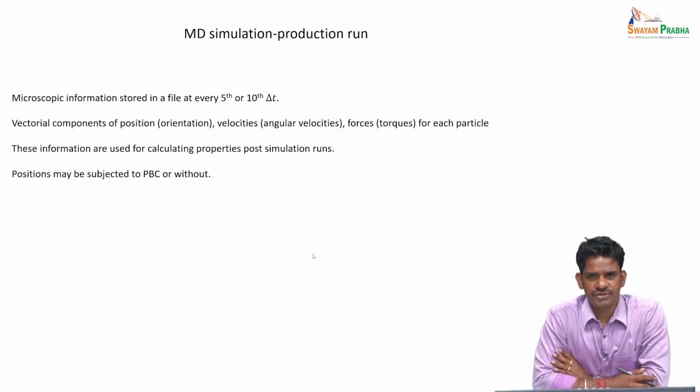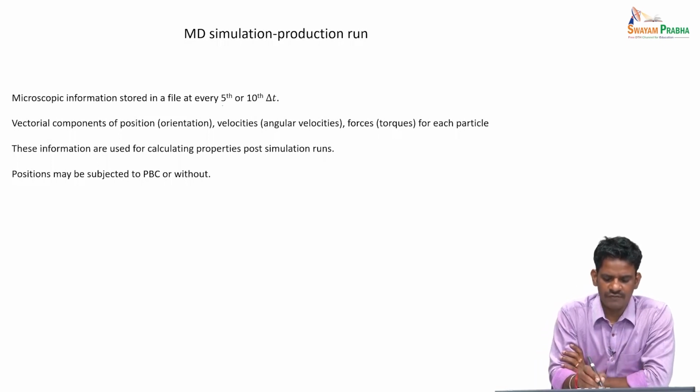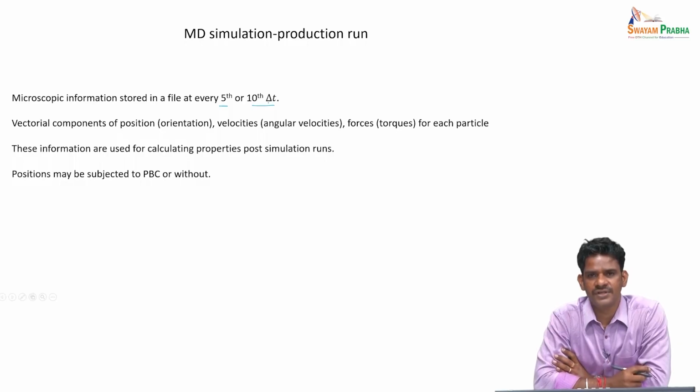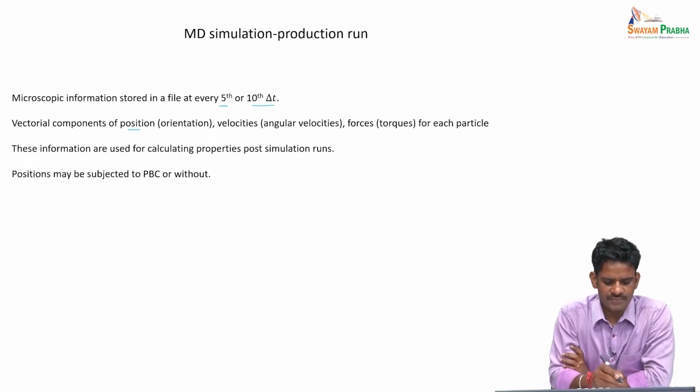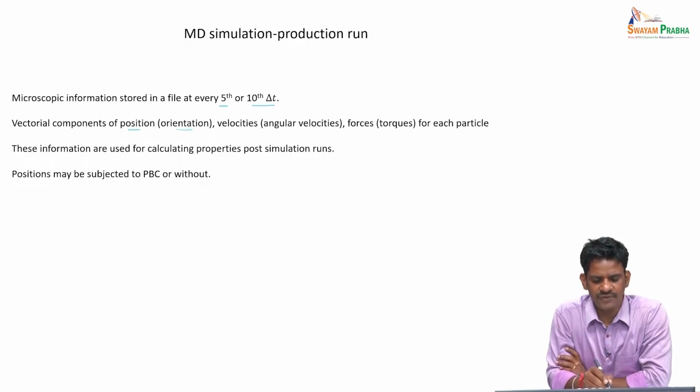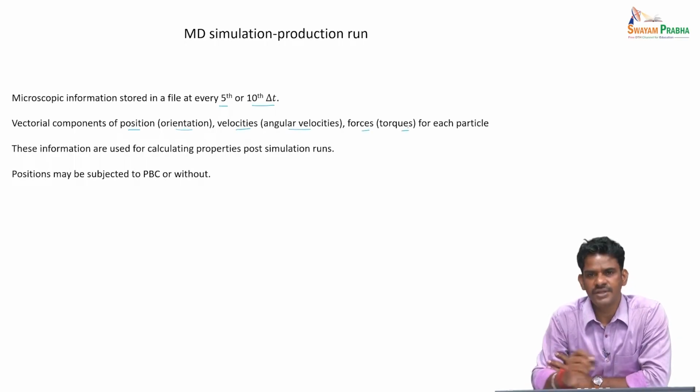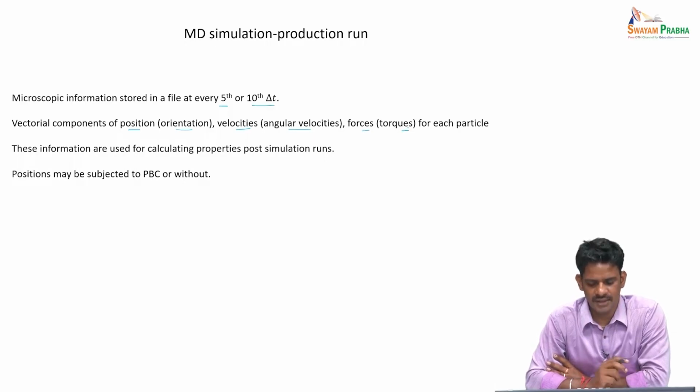In the production run, what we generally do is store certain microscopic variable information at certain periods of time at equal intervals. Typically, for every 5th or 10th time step, we store the microscopic details. These involve the positions, and in the case of molecular systems, even the orientations, velocities or angular velocities, forces, and torques. We can write it to a file and store it as the simulation goes on. We need this information to post-process and calculate certain properties.